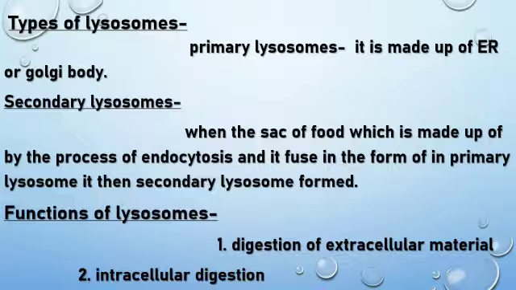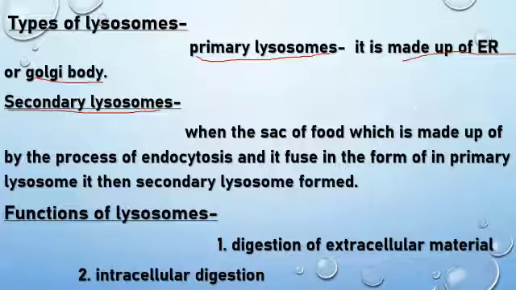Next, the types of lysosomes. Lysosomes are mainly of two types. The first type is the primary lysosome, and the next one is the secondary lysosome. At first we will discuss the primary lysosome. Primary lysosomes are mainly made up of the ER, meaning the endoplasmic reticulum, or of the Golgi body.